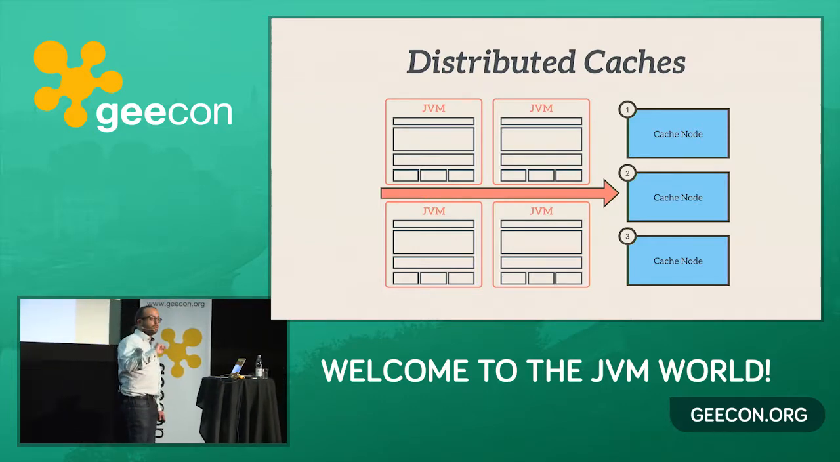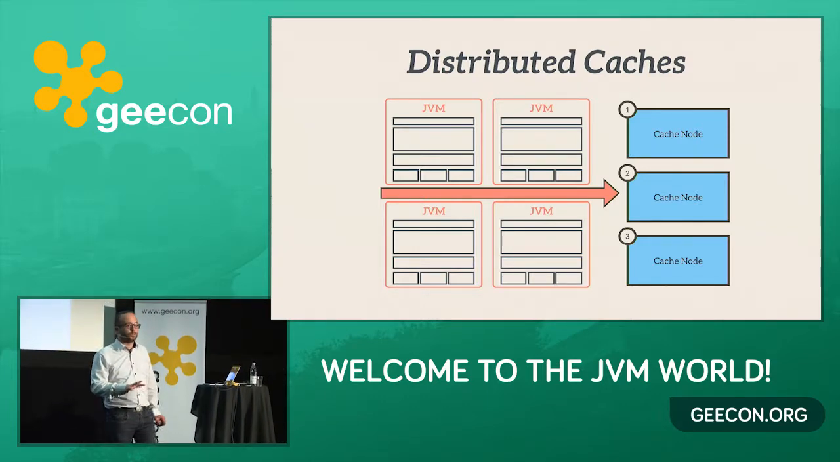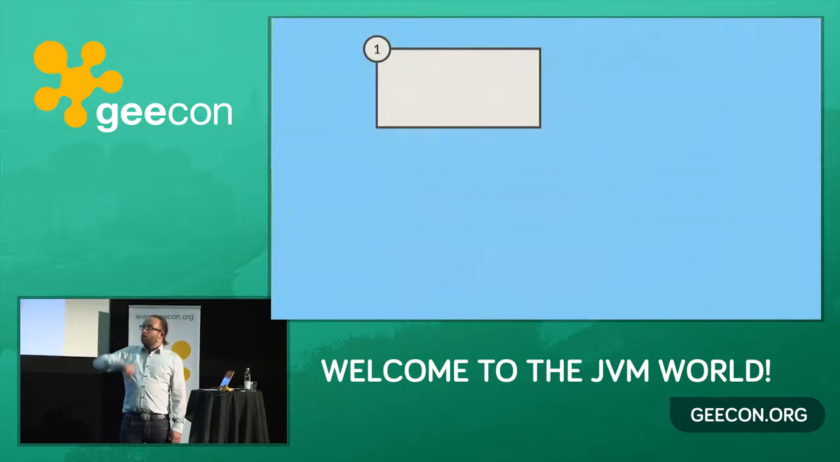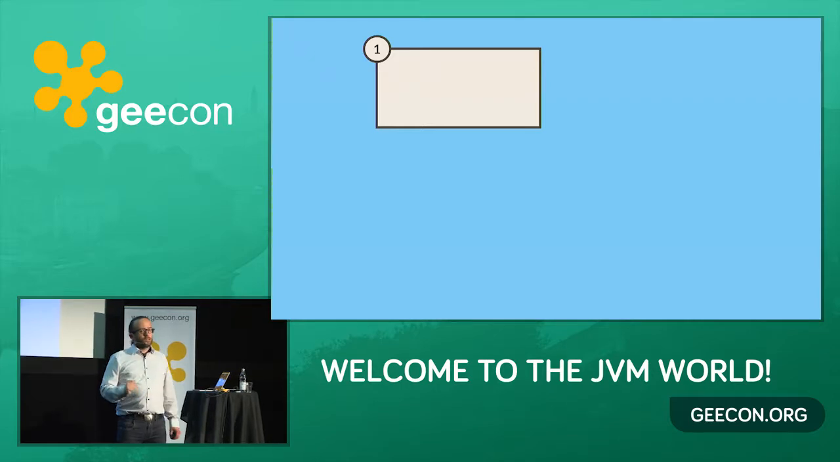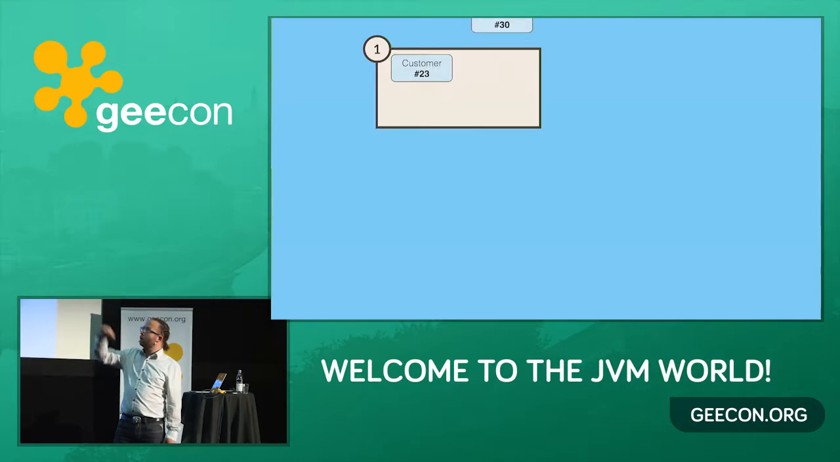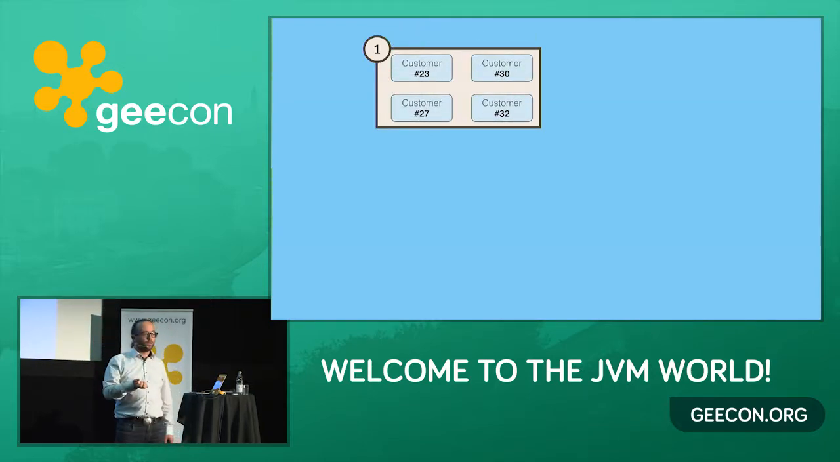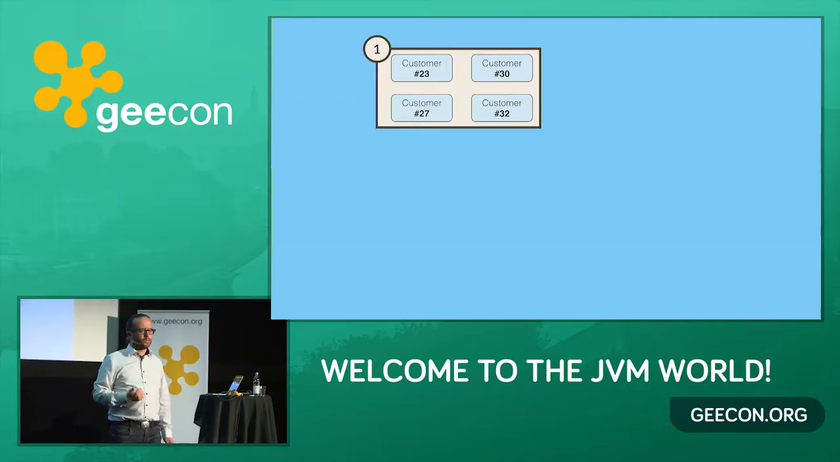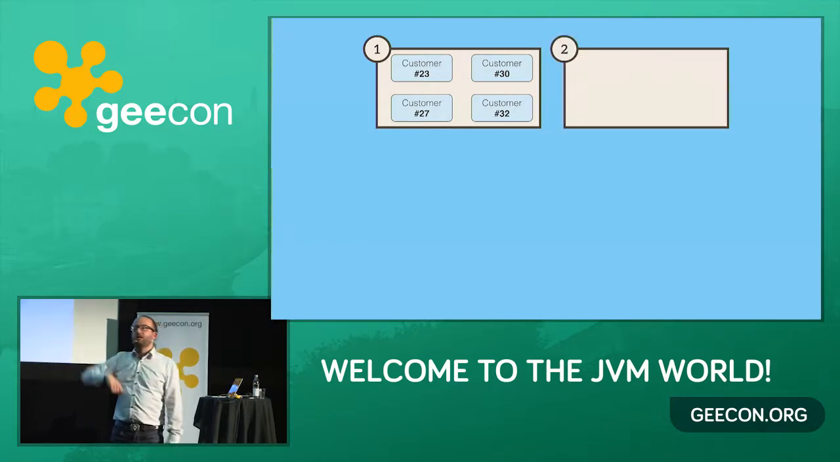Let's take a closer look at how the distributed strategy actually works. We are starting off with one node. Let's say we start up one Hazelcast node for our cache. We add a couple of customers' data here: 23, 30, 27, 32. Now, we realize we want to be more fail-safe, and we eventually need a little bit more capacity in the upcoming future. Let's add a second node.